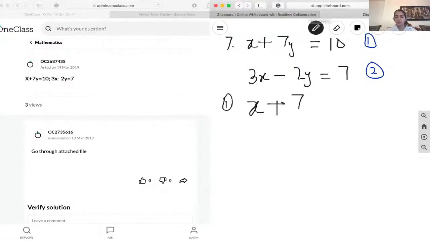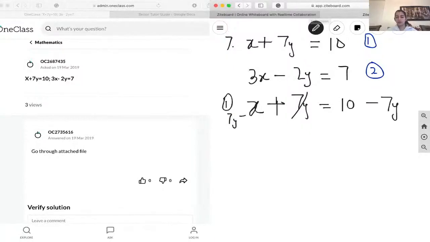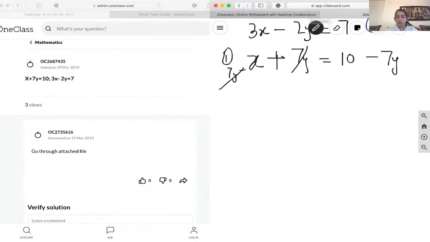x plus 7y is equal to 10. And I'm just going to move the 7y over to the other side so that x is alone. I can do this by minusing 7y on each side. So minus 7y on this side and minus 7y on that side. This and that will cancel out, and we are left with the equation x is equal to 10 minus 7y. We can call this our new equation, so the third equation.